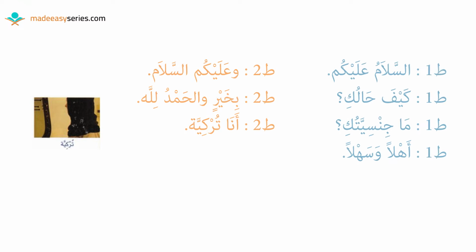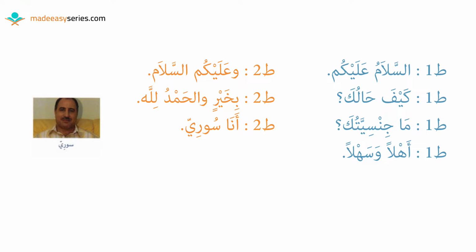Turkiyya is the first picture on the right side. So as first student, Assalamu alaikum. Second student, Wa alaikum salam. First student, Kayf haluka. Second student, Bi khayr, alhamdulillah. Then first student asks, Ma jinsiyatuki, kaf with the kasra. Second student, Ana Turkiyya. I'm Turkish. First student, Ahlan wa sahlan. Next picture, Suri, Syrian male national. First student, Assalamu alaikum. Second student, Wa alaikum assalam. First student, Kayfa haluka. How are you? Second student, Bi khayr, alhamdulillah. First student, Ma jinsiyatuka. Second student, Ana Suri. I'm Syrian. First student, Ahlan wa sahlan.